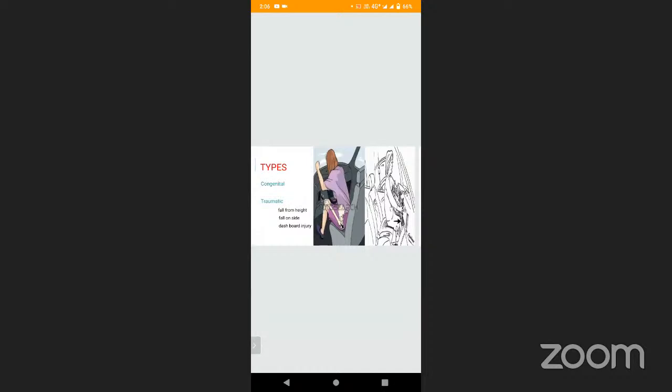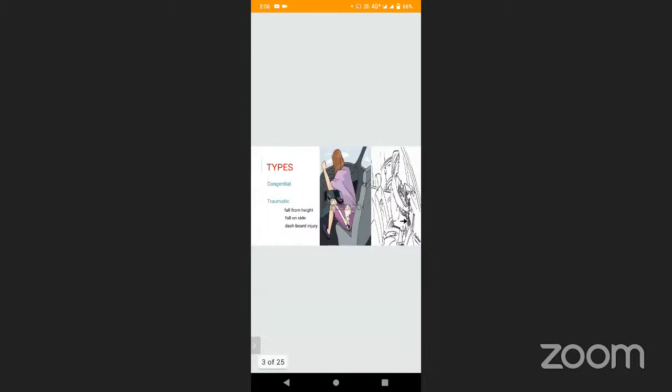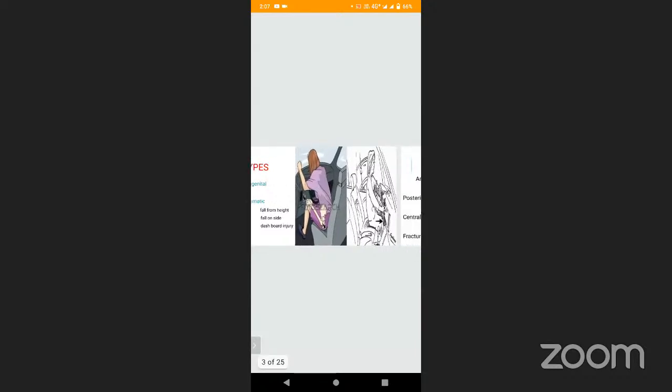So these are the mechanisms of injury: RTA and fall from height. In RTA, the dashboard injury is very important. You can see a picture of the dashboard injury here. The knee strikes against the dashboard, and the force is transmitted along the femur to the head of the femur. So the head of the femur dislocates posteriorly. That is the commonest dislocation, the dashboard injury dislocation.